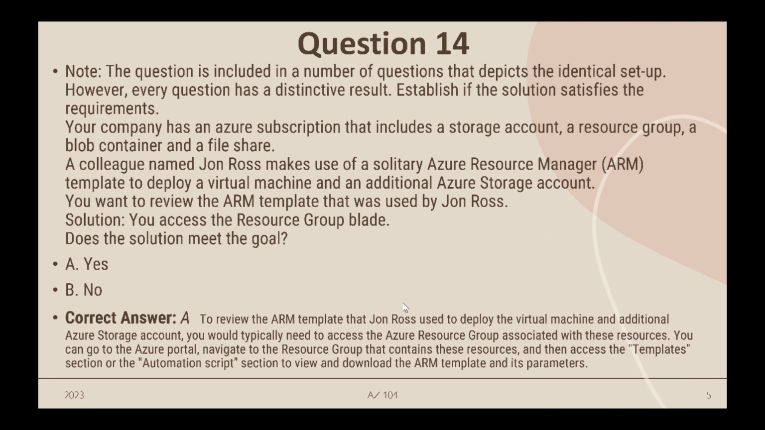Let's see the answer. The answer is yes, it meets the requirement. So, to review the ARM template that John Ross used to deploy the virtual machine and additional Azure storage account, you would typically need to access the Azure resource group associated with these resources. You can go to the Azure portal, navigate to the resource group that contains these resources, and then access the template section or the automation script section to view and download the ARM template and its parameters.